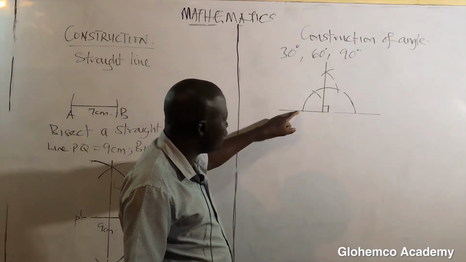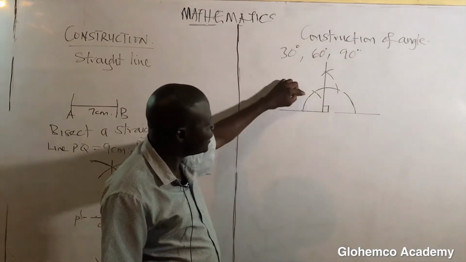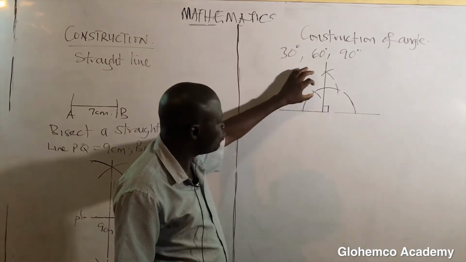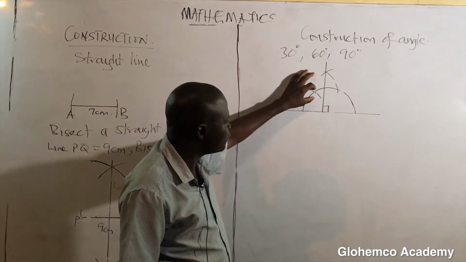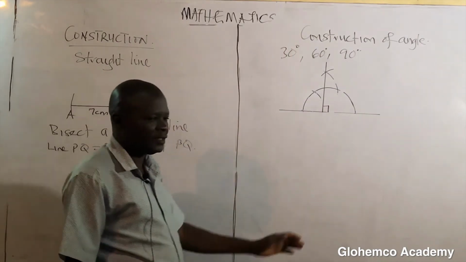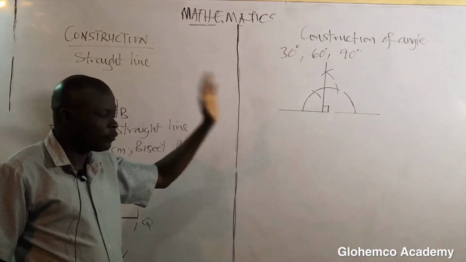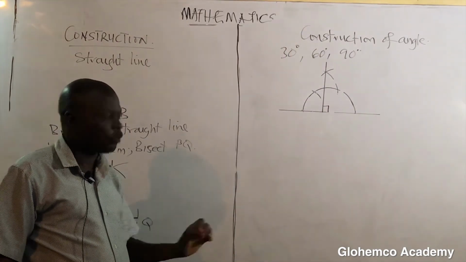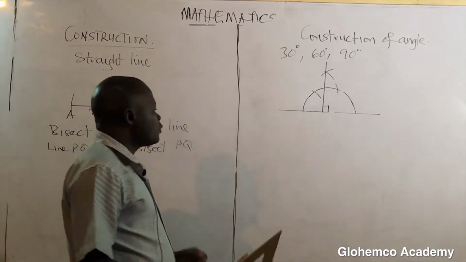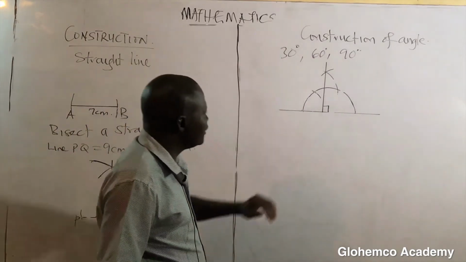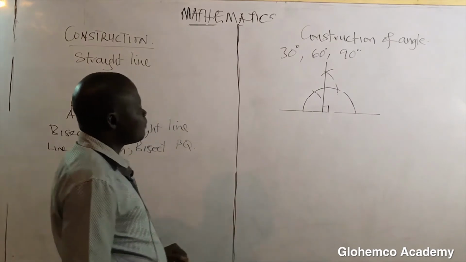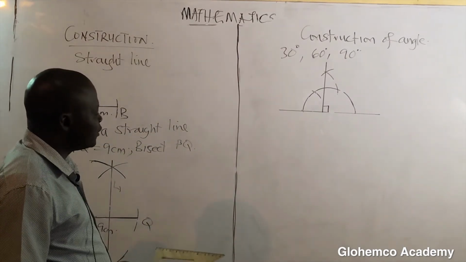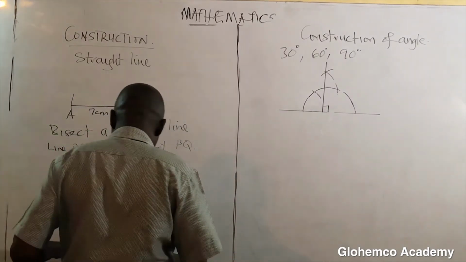They want to see you drawing a semicircle, creating the arc, and showing them that you are getting your 90 from these 2 arcs before you draw the line. Once they see this, they know that you have done your construction work. Again, we will be asked to construct 60 degree and 30 degree. If you want to construct 60 degree, it is very easy.